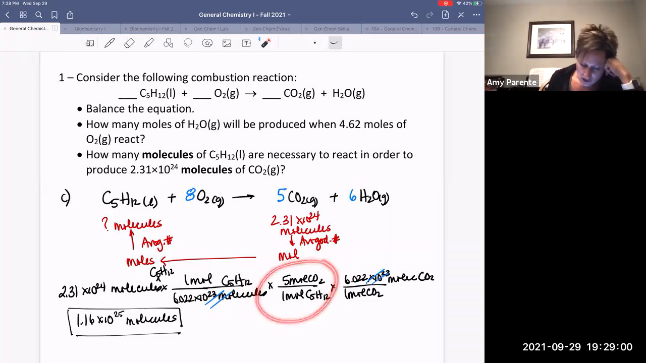Balanced chemical equation and my coefficients here allow me to change who I'm talking about. And then I'm going to do Avogadro's number again to allow me to change back to molecules.